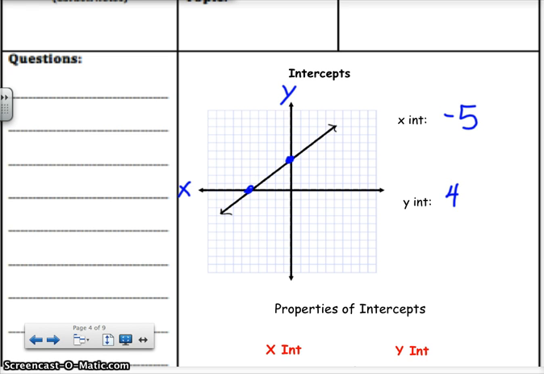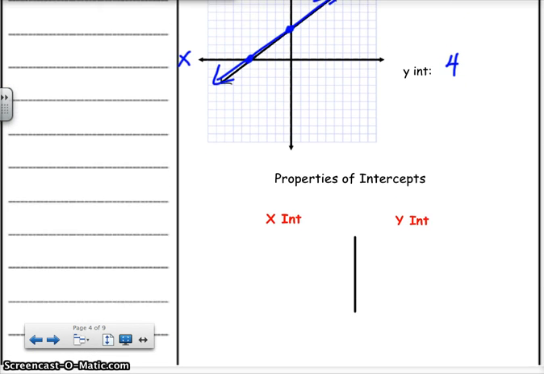Now notice what I could do. I don't need slope, do I? I say, okay, here are the 2 points. Create a line that goes through them. I'm good. So here I didn't even need the slope. I just need the intercepts and I can graph it.